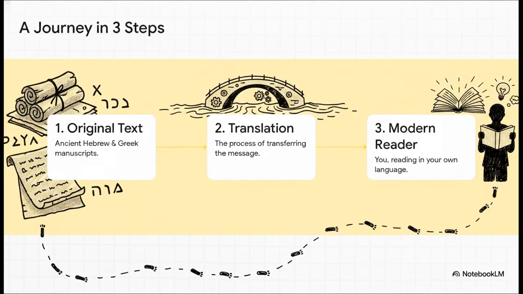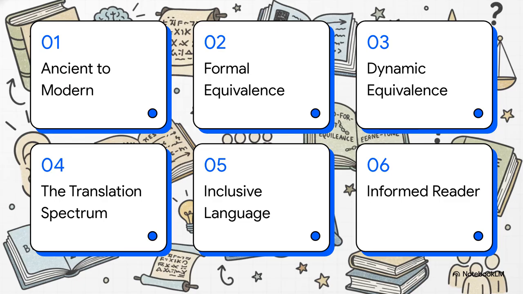You can think of the whole thing as a journey. You start with the original text, something written thousands of years ago in a totally different language, like Hebrew or Greek. In the middle, you have this super important bridge. That's the translation process. And that bridge is what carries the ancient message all the way over to us, to you, the modern reader.